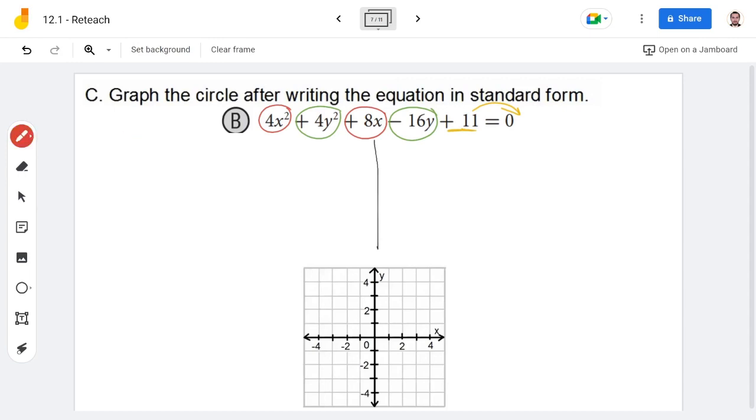Now let's start with the x's. So first, open a big bracket for the red one, put plus. Open a big bracket for the green one. Okay? And put equal negative 11. So the x's, you can see here, 4x squared plus 8x plus, keep an empty blank because I'm going to write something here. Then on the green one, 4y squared negative 16y, and leave an empty blank because I'm going to write something here.